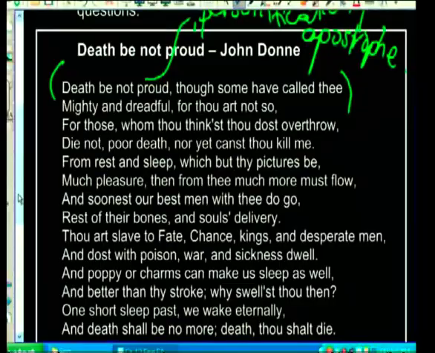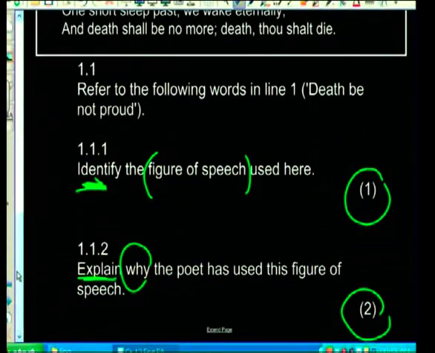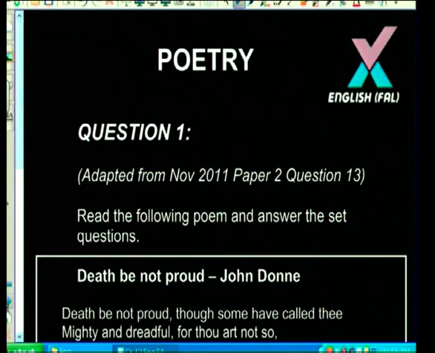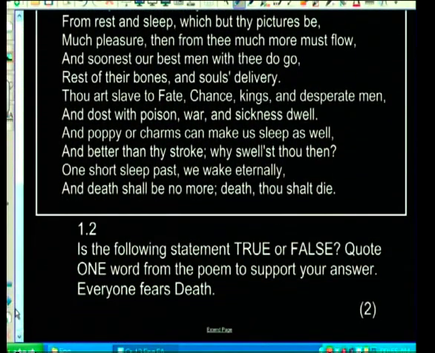And what you could say here is that by personifying death and making death tangible, something that you can hold and touch, John Donne actually pokes fun at death, or shows that death isn't all-powerful, and that death is something that can't control us. Those are the answers that you can give. And remember, you are wanting to be giving 2 points to get those 2 marks. The next question, is the following statement true or false?